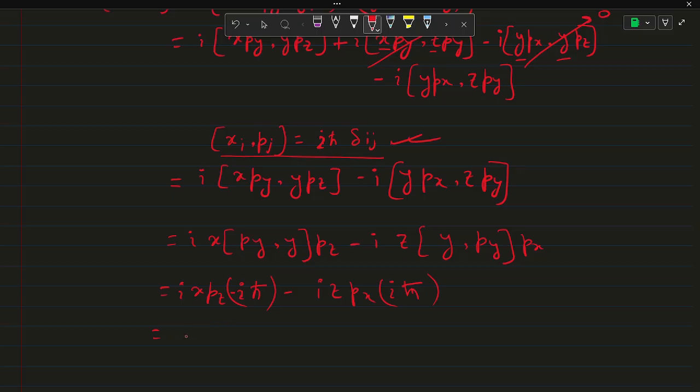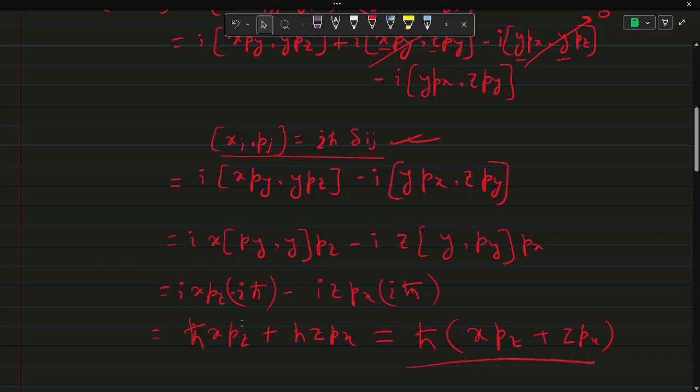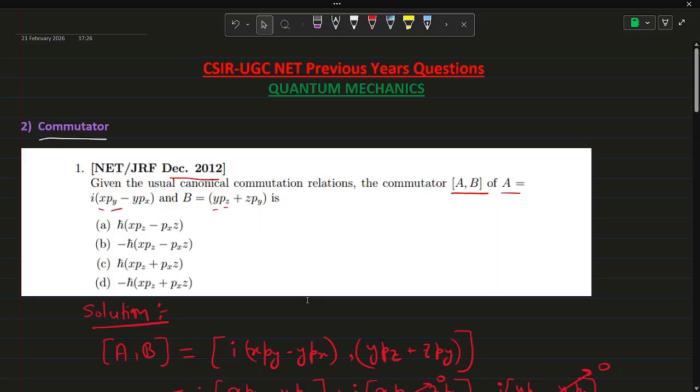So further reducing, it will give ħ x pz plus ħ z px. Sorry, this is ħ. So we take ħ as common: ħ (x pz + z px). So looking at the answer, the answer is C.